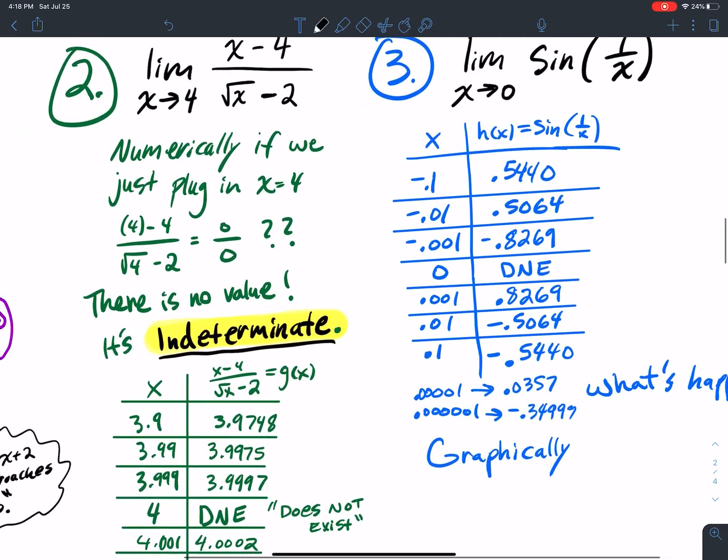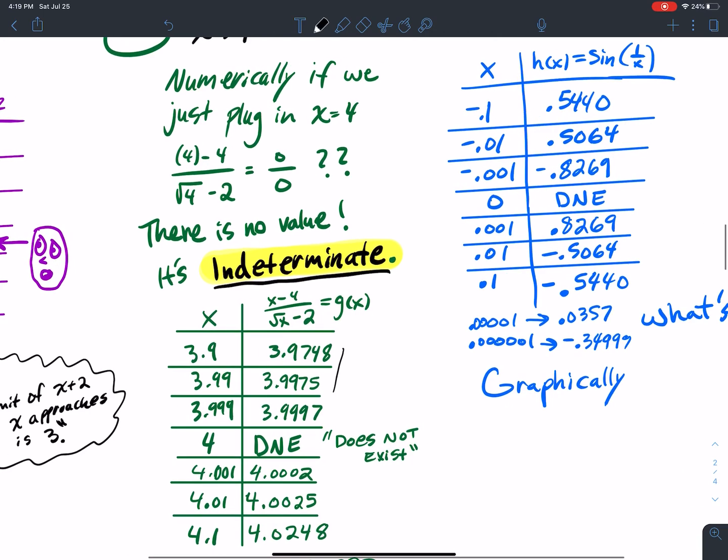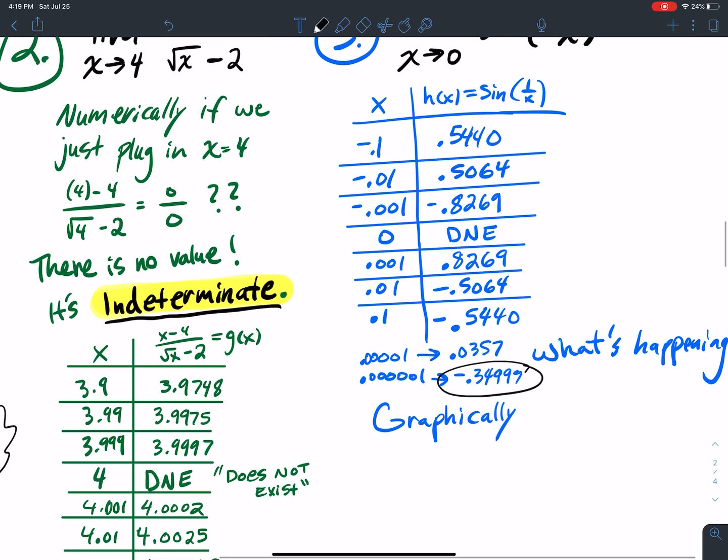When we looked at this earlier, even though this was falling apart here, you could still clearly see there was a pattern that it was heading towards 4 on both sides. This illustrates that it's not heading towards anything. It's almost like it's spitting out a random number every single time, okay?